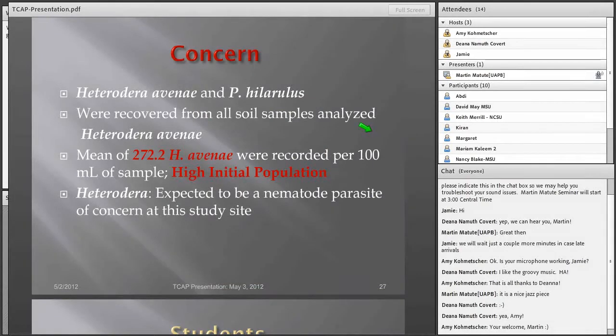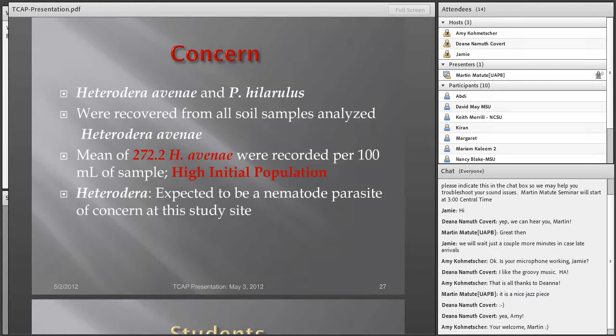Based on our initial sampling so far, we've realized that among the plant parasitic nematodes, Heterodera avenae and Pratylenchus hilarulus, these two species were recovered from all the samples. Because Heterodera is a CP3 level nematode, it is more destructive than a CP2 level nematode. From our initial sampling thus far, we found that up to 272.2 were recorded per 100 milliliters of soil. By every standard, these are high initial populations.